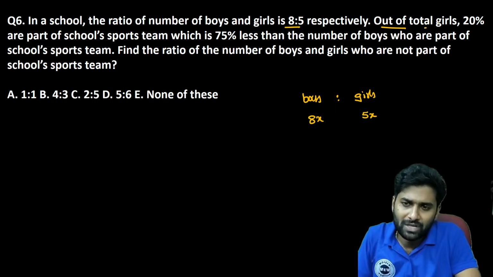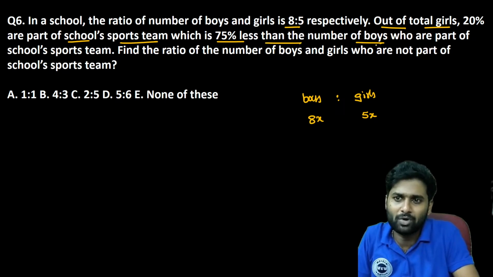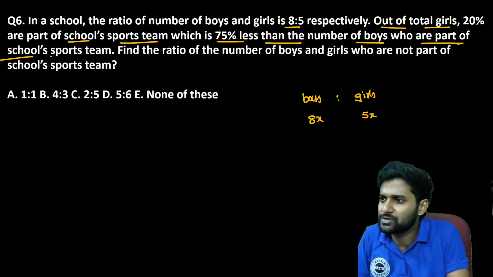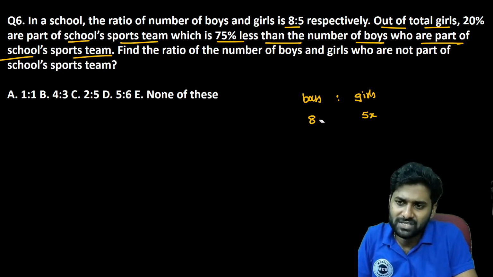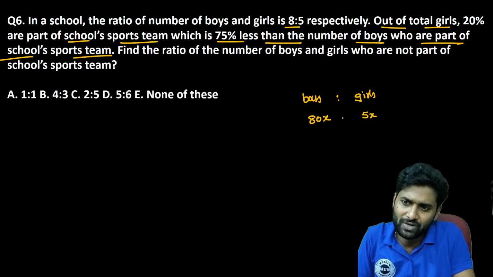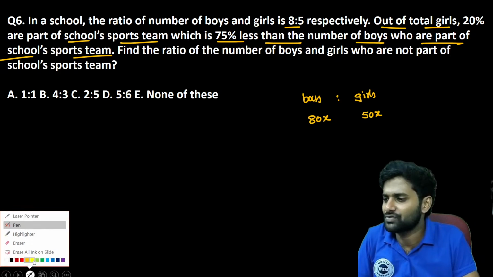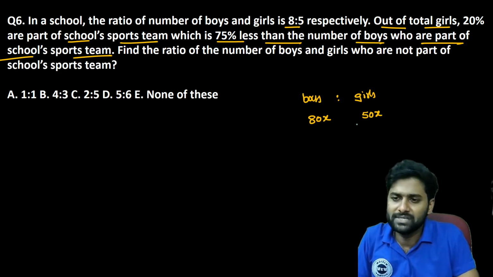Now, out of total girls, 20% are part of the school sports team, which is 75% less than the number of boys who are part of the school sports team. Guys, my suggestion, it involves 20% and 75%. Instead of 8x, you can take 80x. Instead of 5x, you can take 50x. If you cancel that number, again, you will get the 8 is to 5 ratio, guys. Now just read this information.